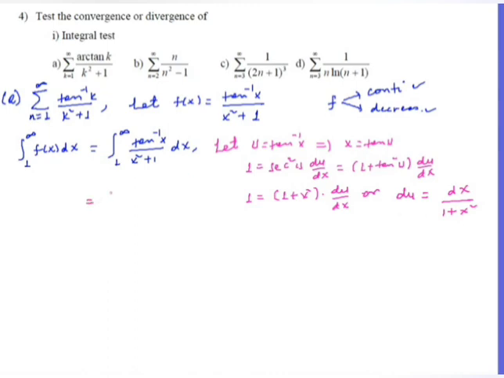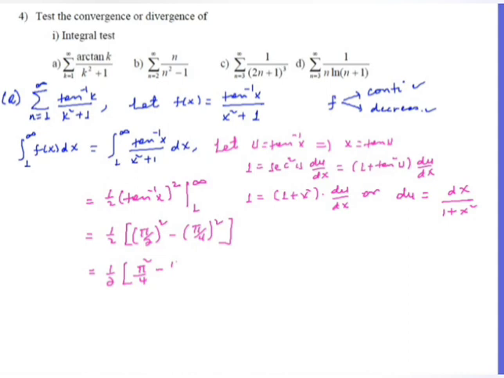So this integral becomes half of tan inverse of x, the whole square. We evaluate from 1 up to infinity. So this becomes half of tan inverse of infinity, which is pi over 2, squared, minus tan inverse of 1, which is pi over 4, squared. So it is half of pi square over 4 minus pi square over 16. When we simplify this we get 3 pi square over 32.